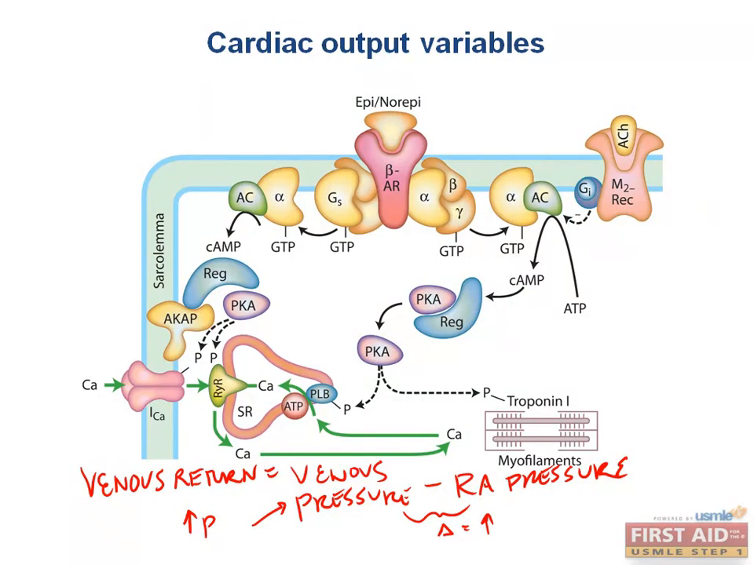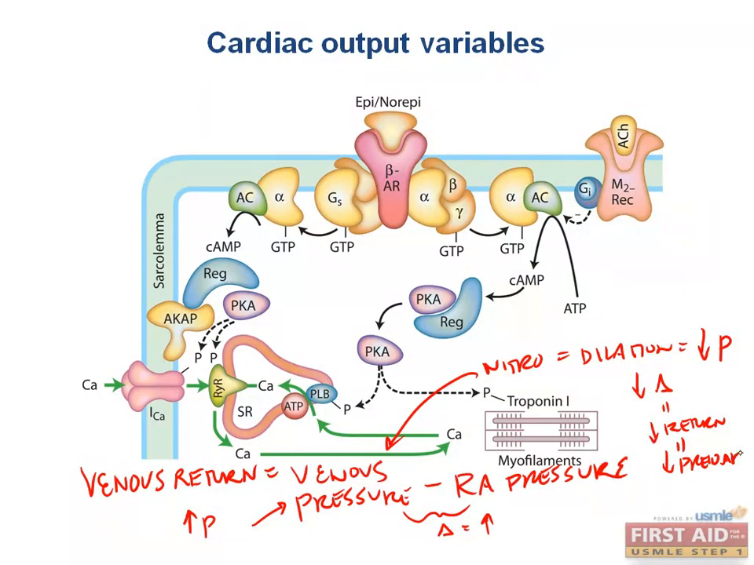On the other hand, if I were to give you some nitroglycerin, the veins would dilate. So I give you nitroglycerin, and this causes dilation of the veins, and this means you have a decrease in pressure, and that decreases the difference between the venous pressure and the right atrial pressure. That means we have decreased return, and therefore a decrease in preload, and that is the basis of giving someone nitroglycerin that's having angina.